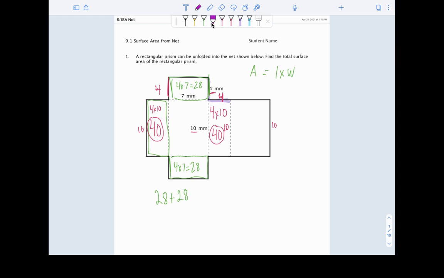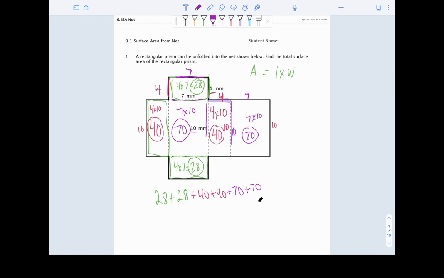That leaves us with this last one here, 7 times 10. 7 times 10 is 70. And if that one's 70, then again, this is 10. And obviously, if I've rolled this all up, this side that's 7 would be the length of this side. So we get 7 times 10, and that's going to be 70. So we end up with these 6 numbers: 28 plus 28 plus 40 plus 40, and then plus 70 plus 70.